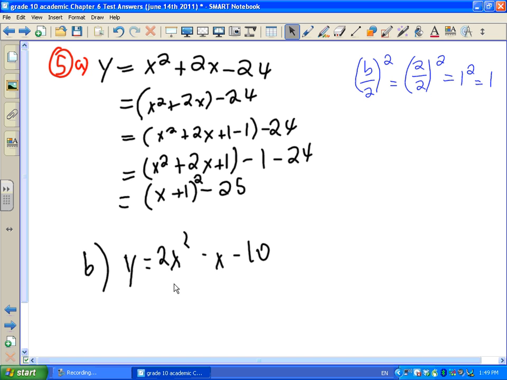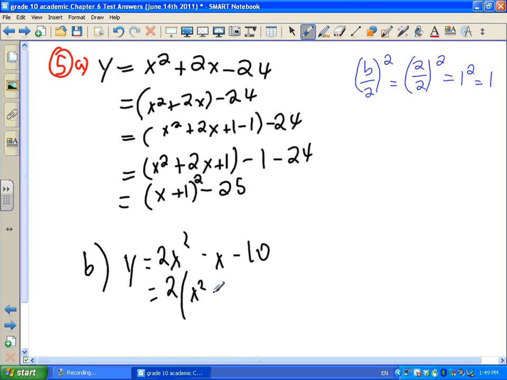Okay, so to start the first question, what we're going to do is take the coefficient in front of the x squared outside of the brackets. So the next line is going to read equals 2, open bracket, x squared, and then because I technically divided this term by 2, it's going to become a fraction. So it's going to be minus 1/2 x, end bracket, minus 10.